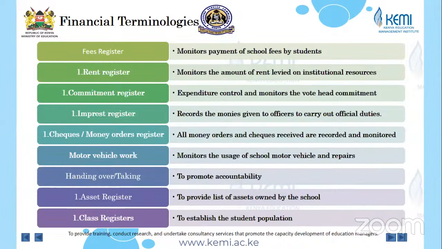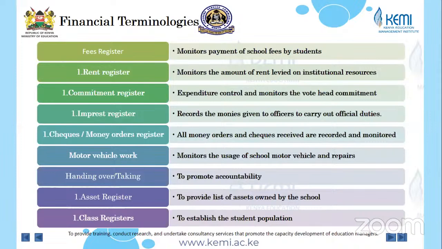And then we have the rent register. The rent register is for the purposes of monitoring the amount of rent levied on institutional resources, so that you know that house A, house B, house C is paid by so and so, and this is the amount. For example, other houses will be two bedroom, others one bedroom, others even bedsitters. And therefore it has that allocation so that you know that from house number one, this is the amount that is supposed to be paid. And it will show that the occupant of this premise has paid this amount on such and such a date, or this is the balance that we still require from the occupant of house number three.